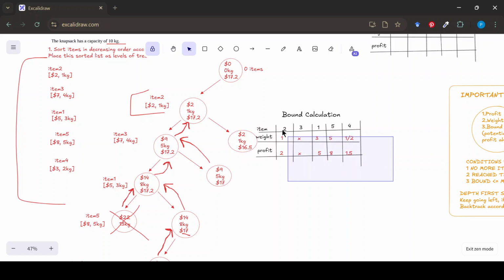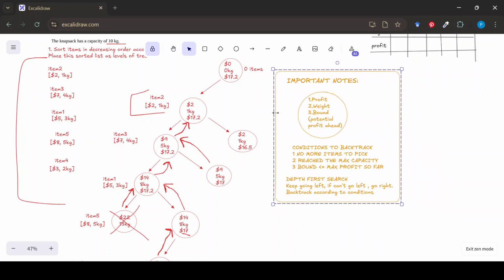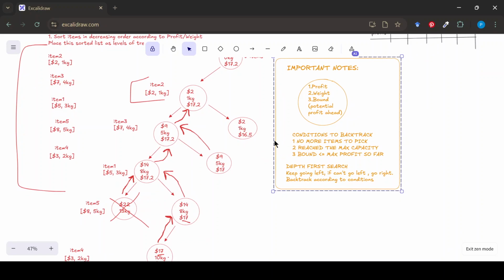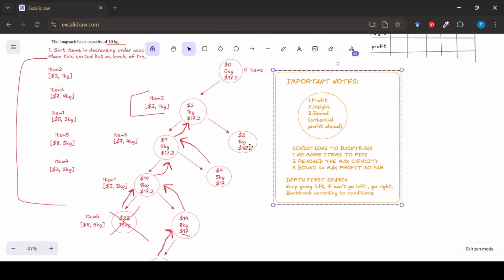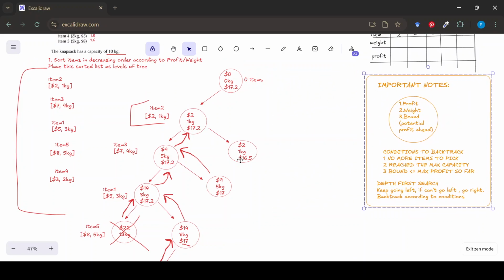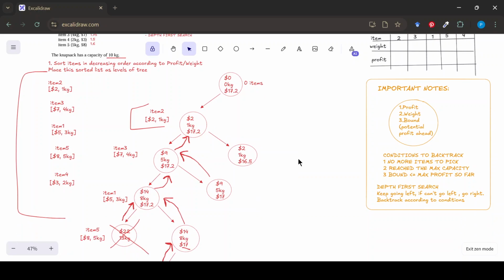Now let's check our conditions. Well, my third condition here has been satisfied. My bound is less than my maximum profit found so far. Here it's 17, my maximum profit, and my bound here is 16.5. So there's no need to continue down this branch here. Okay, and that is the process of pruning. Since you're pruning, this is a pruned state space tree.